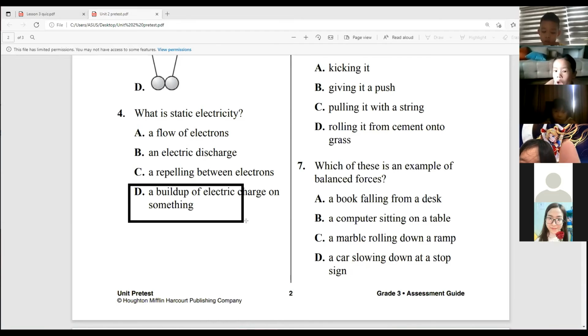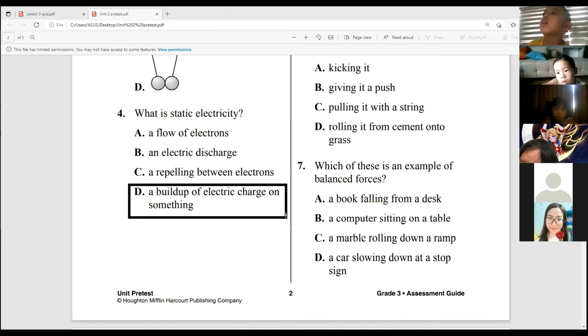And how do we build up an electrical charge on something? How can we do this at home? Oh, you already muted. Guys, don't mute right away, silly. Let's have Lucky. Lucky, what do you do to build up an electric charge? I rub it with the towels. Yeah, you can rub an object on a piece of cloth or a towel.